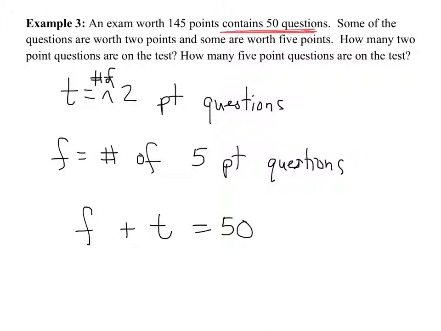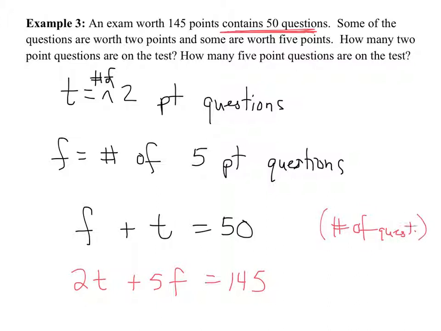Absolutely. How about the second equation in this case? How about the second one, Ben? 2t plus 5f equals 145. Yeah, very good. So the first equation related the number of questions, while the second equation had to do with the amount of points.